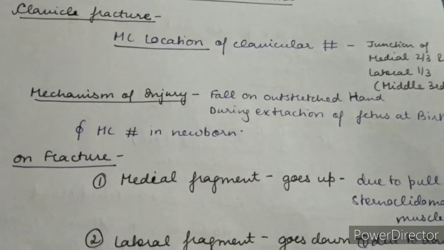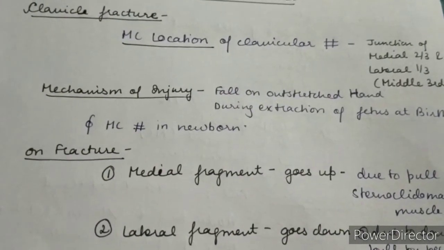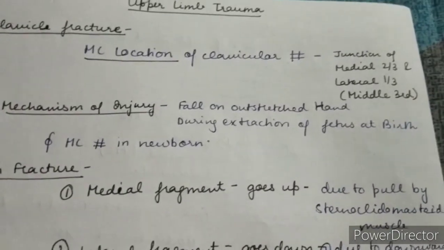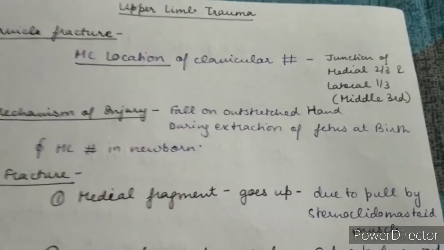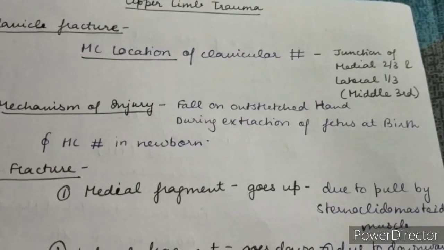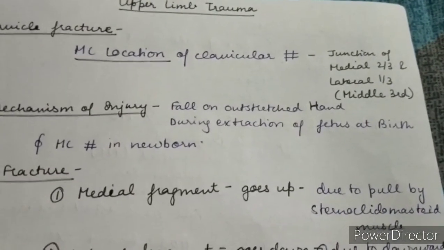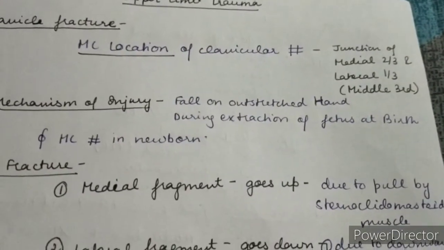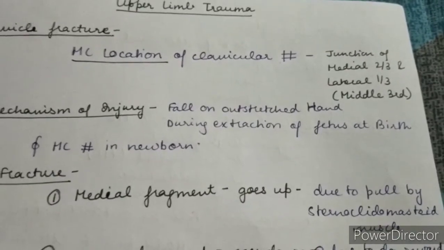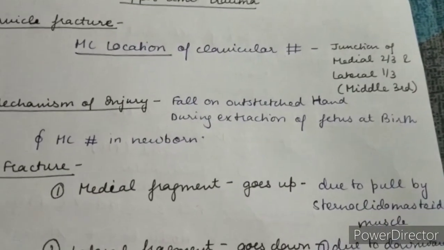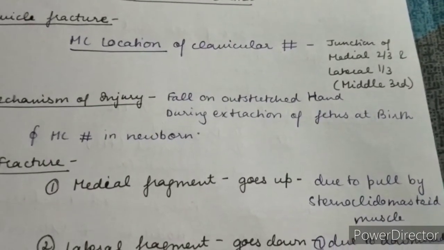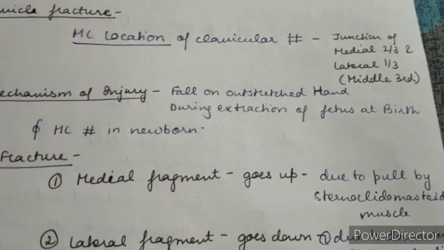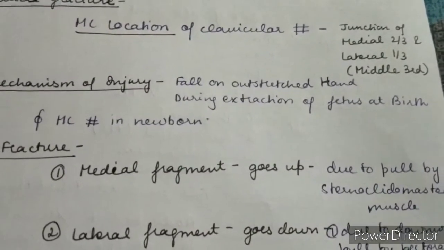So coming on to the mechanism of injury of the clavicle fracture, the mechanism of injury is fall on outstretched hand, and this is true for all upper limb trauma. Okay? The mechanism of action remains the same. One more mechanism is common here, that is during extraction of the fetus at the birth. Therefore, it becomes the most common fracture which is seen in newborn.